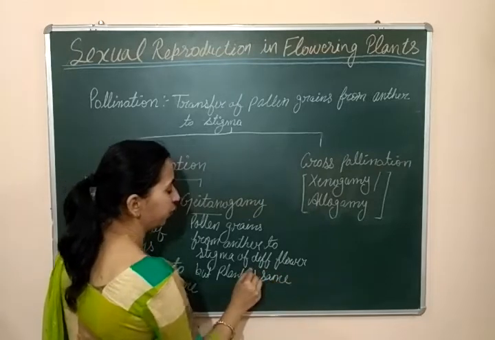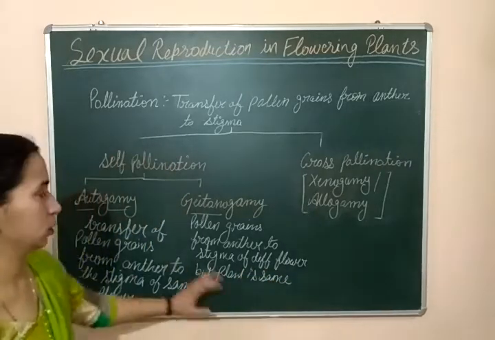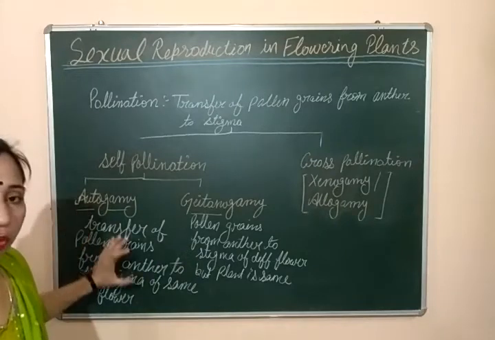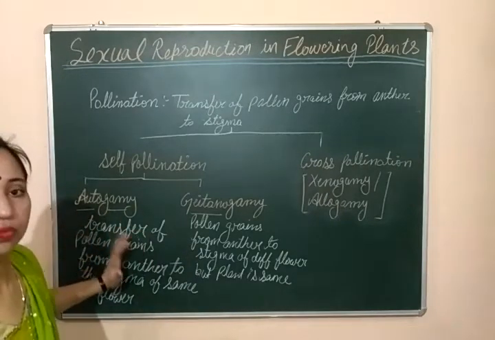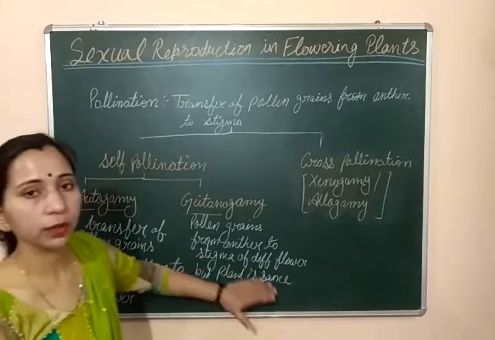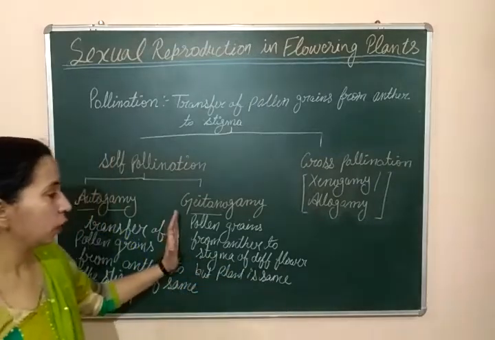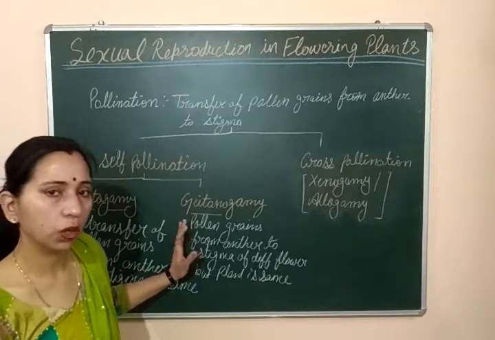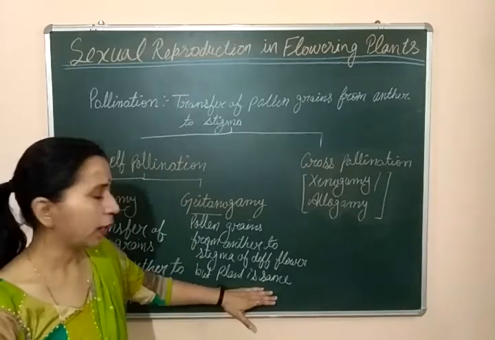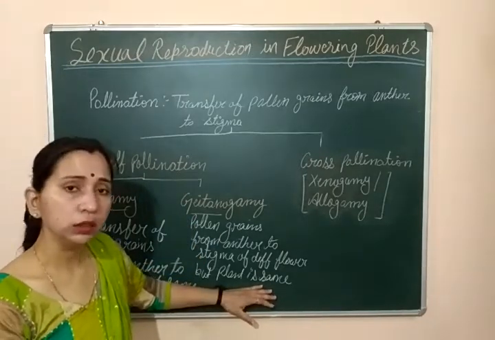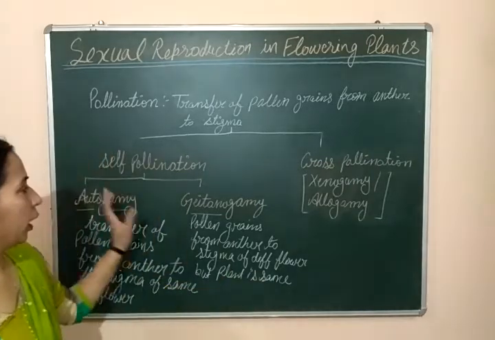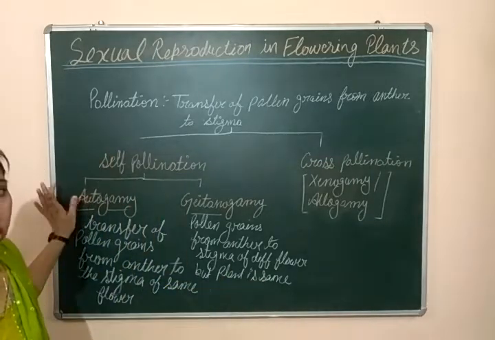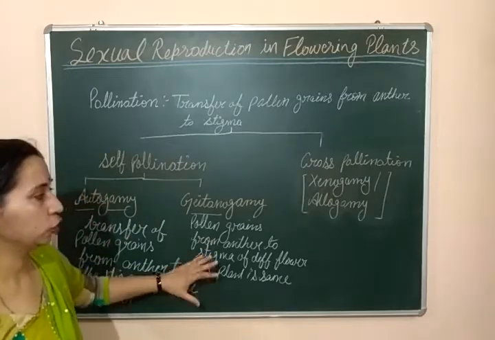So what's the difference between these two processes? In autogamy, the flower is same. Pollen grains from the same flower reach the stigma of the same flower. But in geitonogamy, the pollen grains from the anther of one flower are transferred to the stigma of another flower, but the plant remains same. This is known as self-pollination. These are the two types of self-pollination.